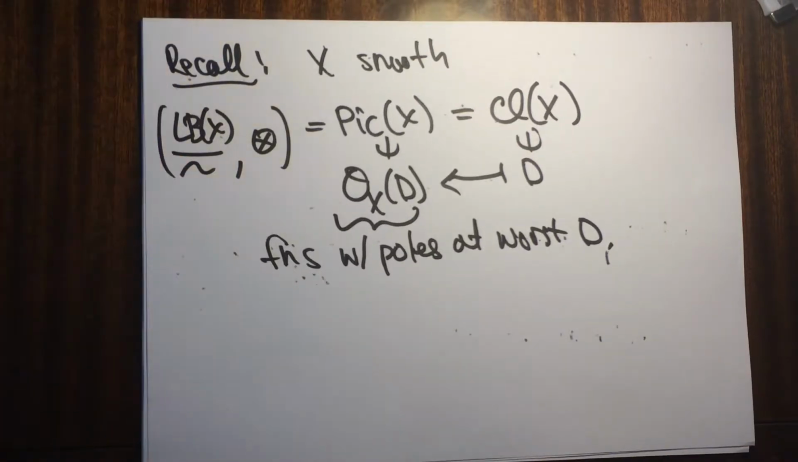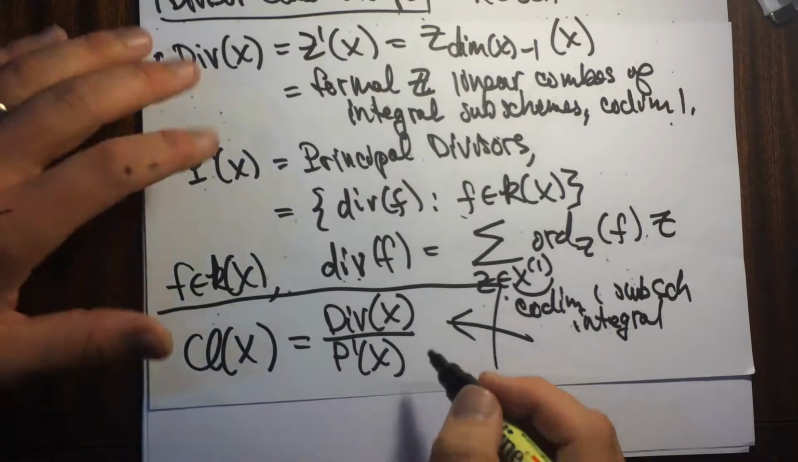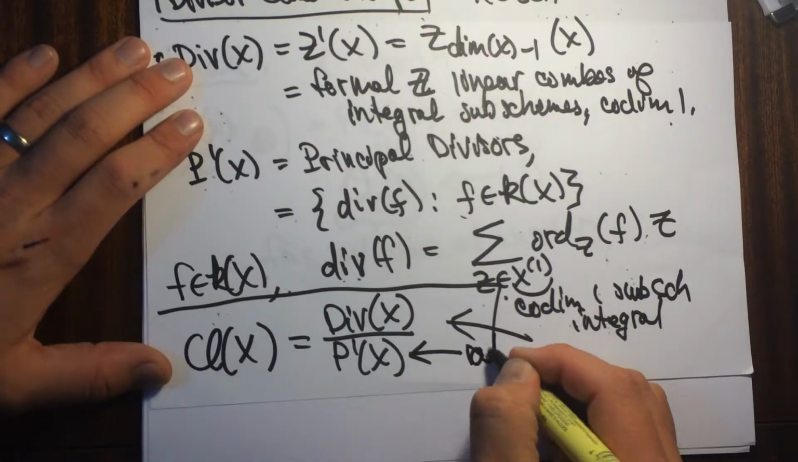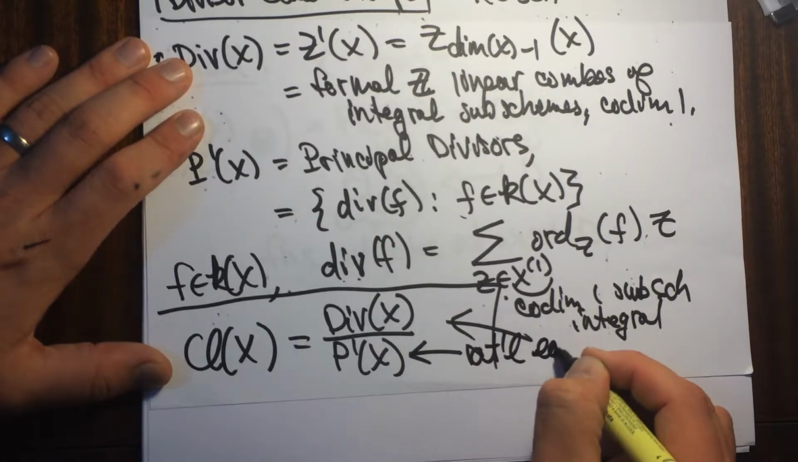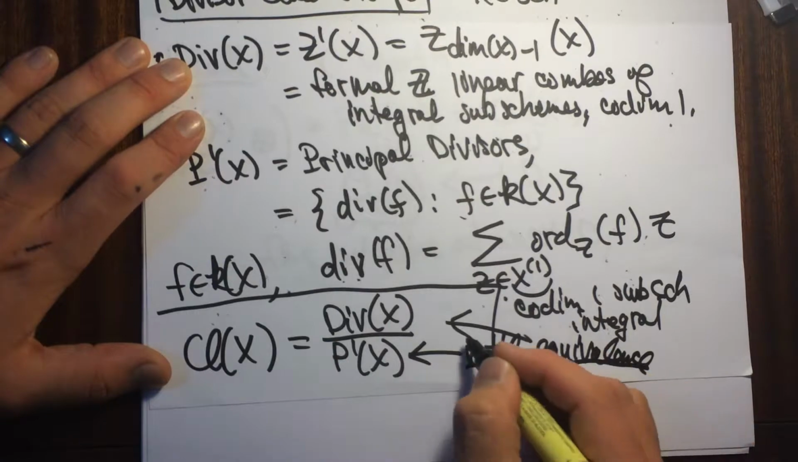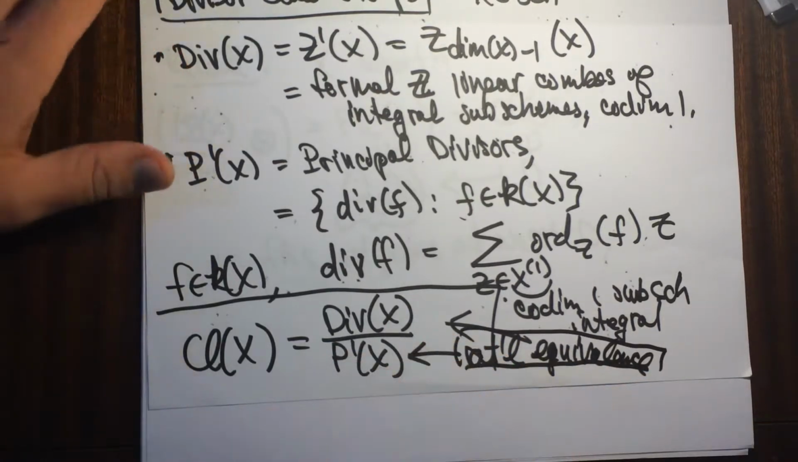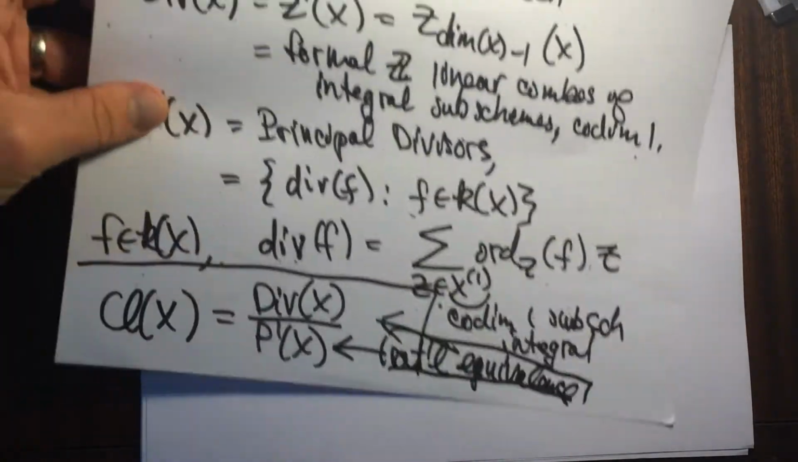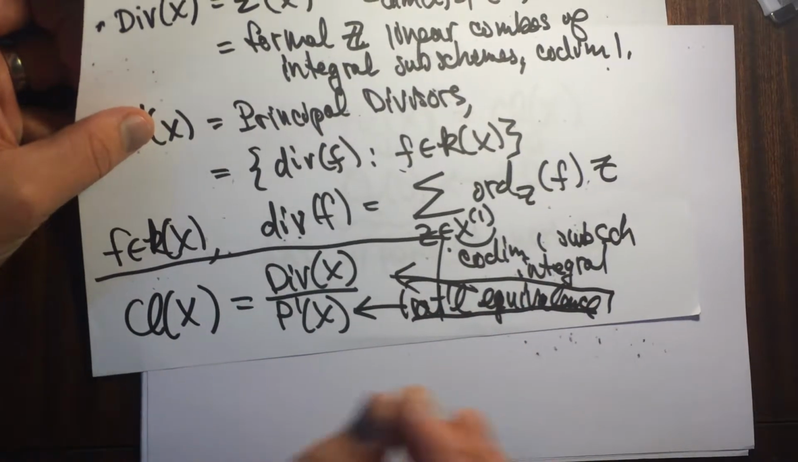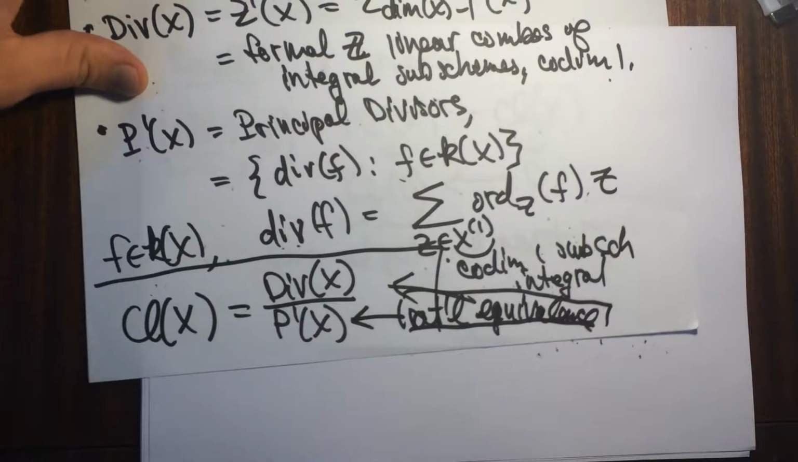Okay, another thing that I want to say is that this relationship here, when we do this, is called rational equivalence. So modding out by this is called rational equivalence. It's called rational equivalence because you're moving along P1s.